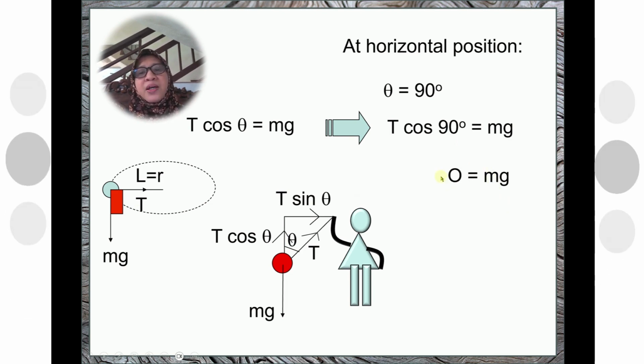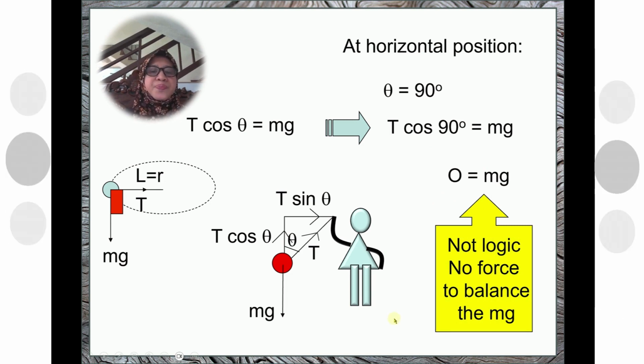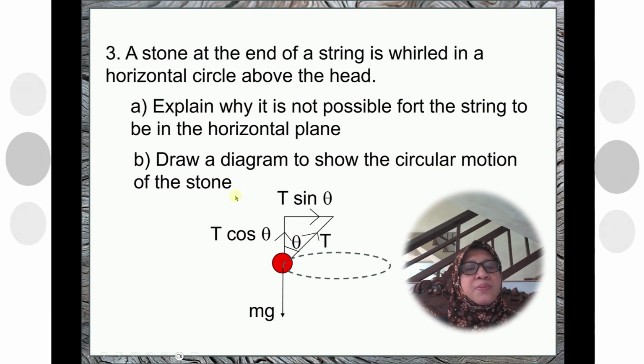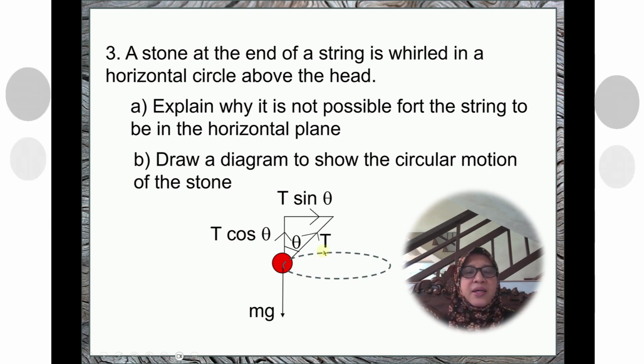There is no component of tension to balance the mg. So it's not logical, because there is no force to balance the mg. Therefore, the diagram to show the circular motion of the stone is this diagram.